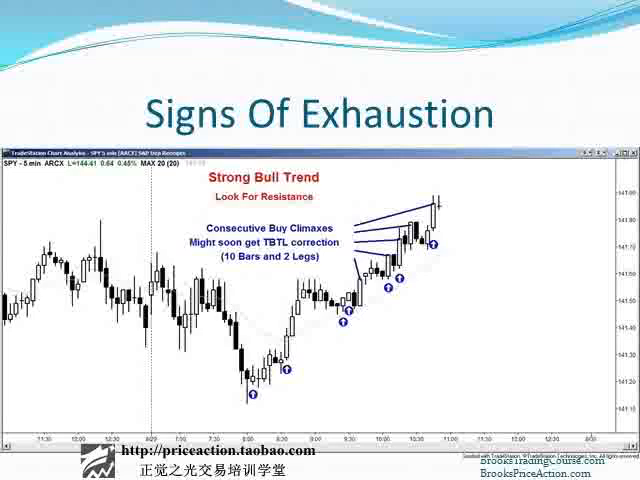Every bull trend bar is a buy climax, right? So we have a climax here, we have a stronger one here, and then here, here, here, here, here. So we're starting to get a series of buy climaxes without much of a correction. At some point, we should get 10 bars, 2 legs sideways to down. So if you bought any of these signals, if you bought all of them, you should be thinking about the possibility of taking profits.